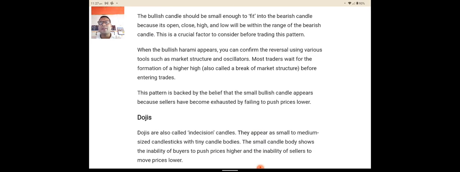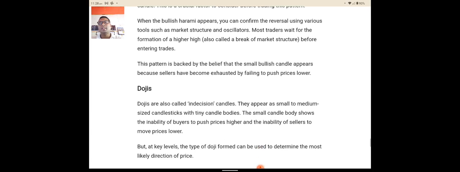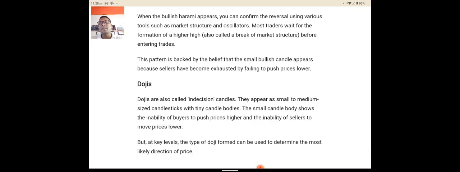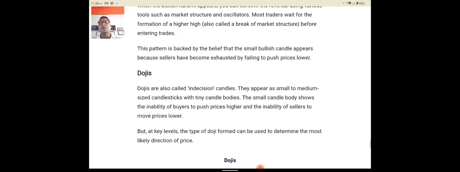When the bullish harami appears, you can confirm the reversal using various tools such as market structure and oscillators. Most traders wait for the formation of a high before entering trades. Wait and trade. This pattern is backed by the belief that the small bullish candle appears because sellers have become exhausted by failing to push price lower.